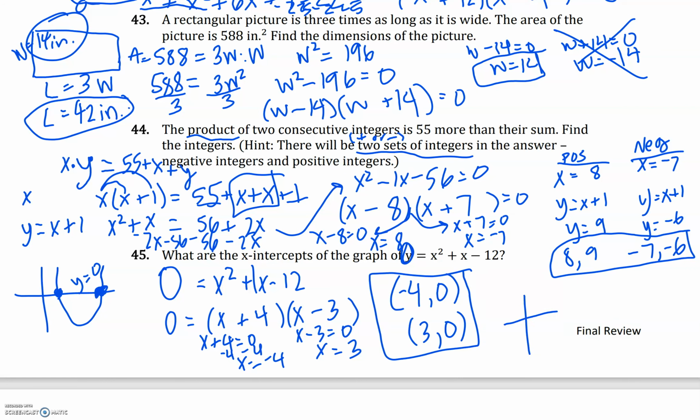If I look at the graph, and you don't have to do this, but it would look something like this. We have negative 4 over here, positive 3, and a happy face parabola right there. That's what it would look like. But all we had to do was find our intercepts. Negative 4, 0, and 3, 0 are the x-intercepts of that graph.